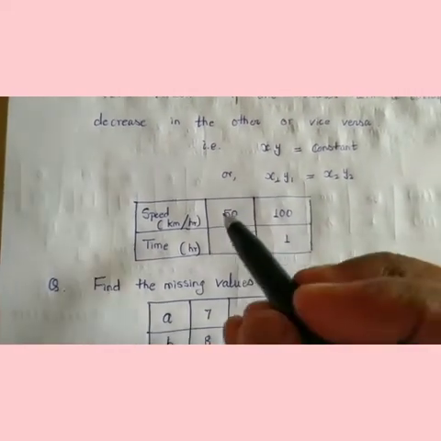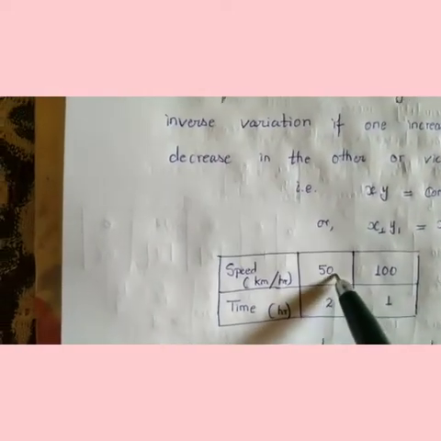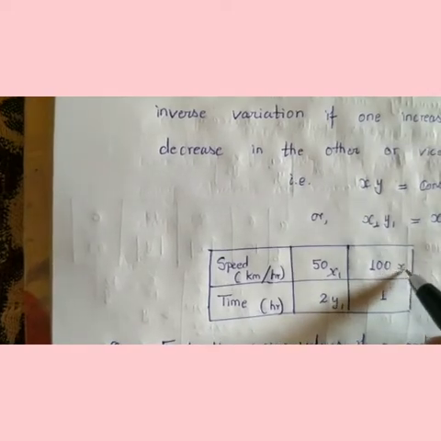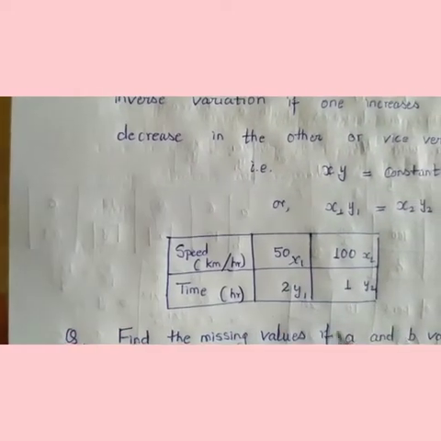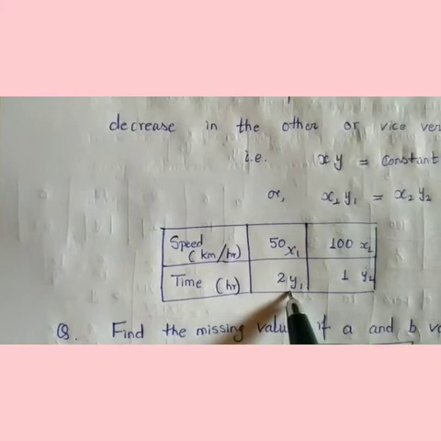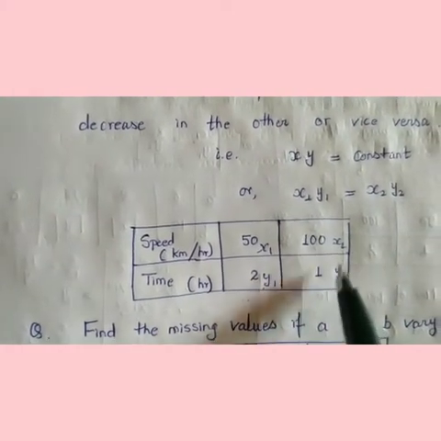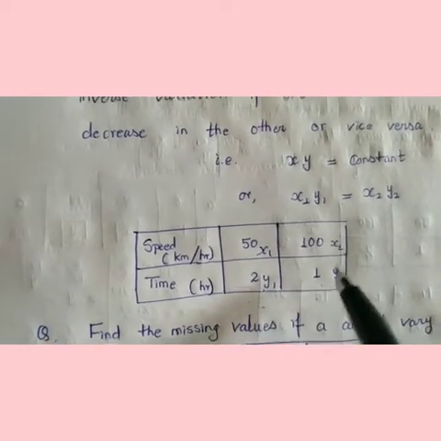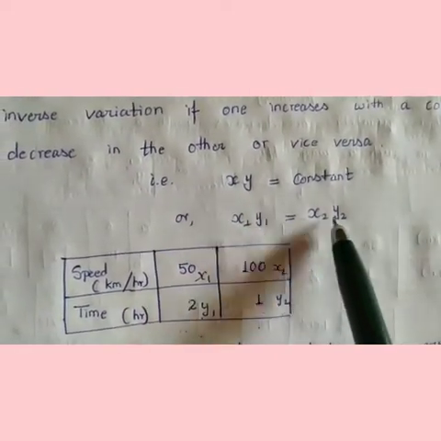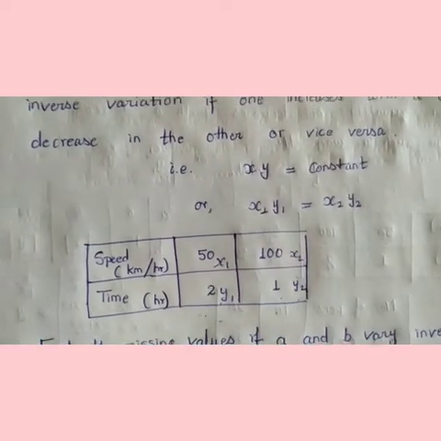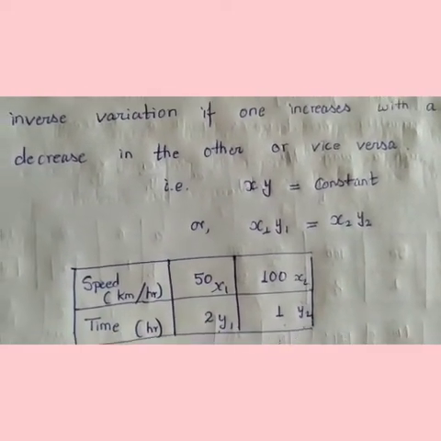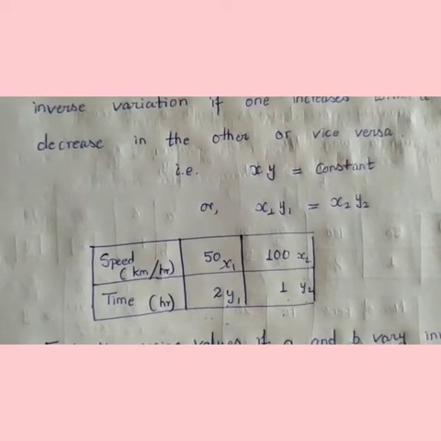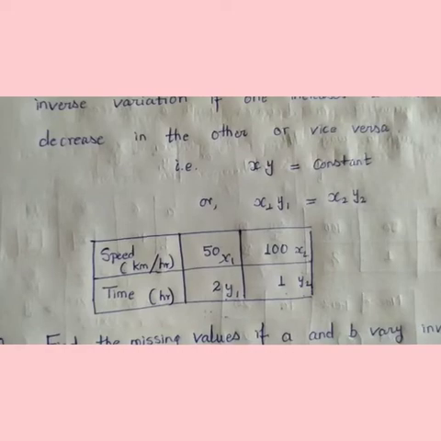Now, suppose this is x1, y1, x2, y2. Now 50 into 2, x1 into y1, is 100, and x2 into y2, 100 into 1, is 100. So both are equal. Therefore we say that x1 into y1 is equal to x2 into y2. Another example of inverse variation is number of persons and time required to accomplish a work.